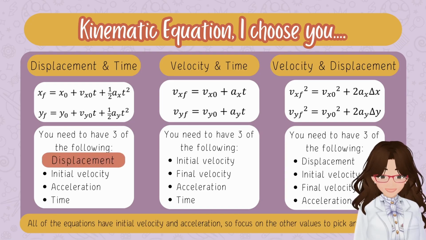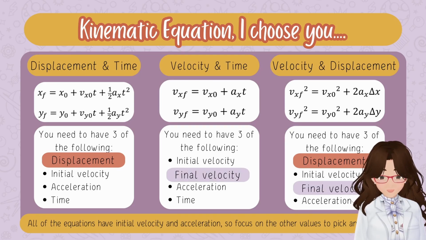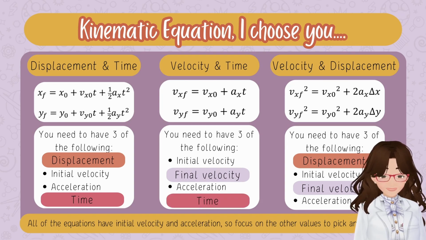If you have displacement, you should be looking at the first or last equation. If you have final velocity information or you want it, you should be looking at the middle or last equation. And if you have time or you want time, you should be looking at the first two equations. Notice that all of the equations have initial velocity and acceleration, so when you're deciding which equation to use, look at the other factors.